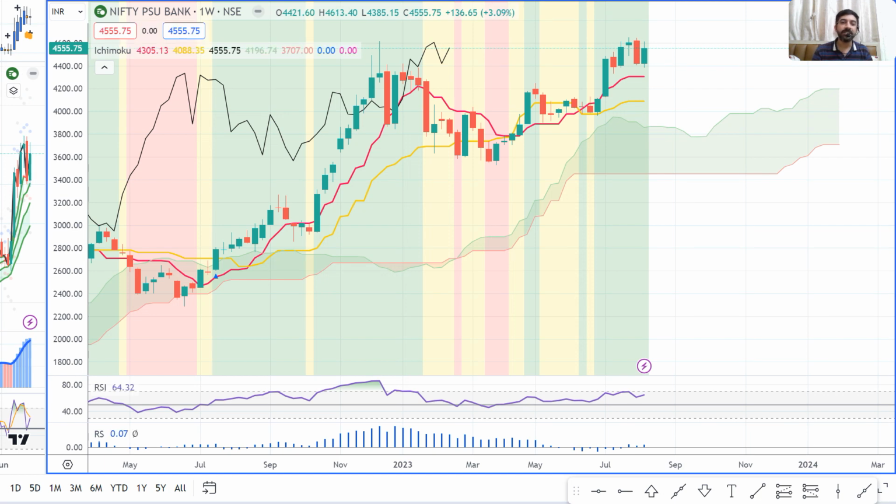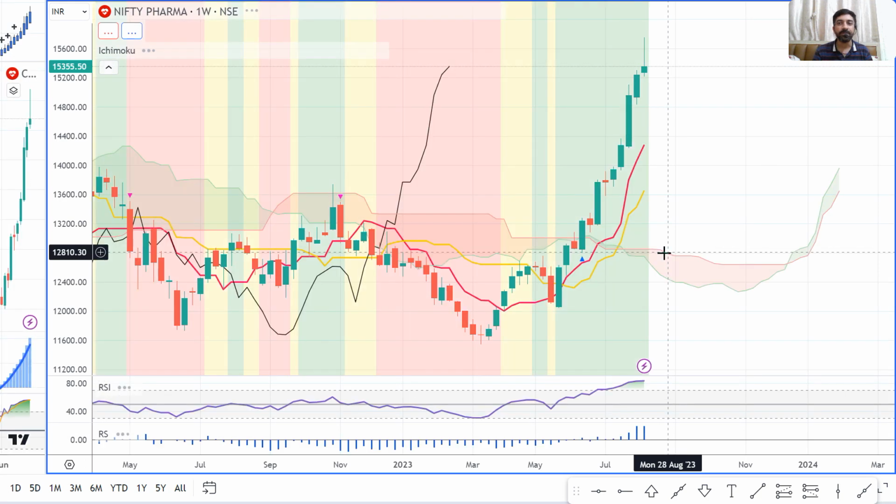We have got PSU banks, and as we know, banks have been performing outstandingly in recent time. It is on the verge of breakout also, the index. So it is strong. Not the place to take fresh longs, but also not a place to short it. Maybe stay away, a wait and watch kind of situation over here.